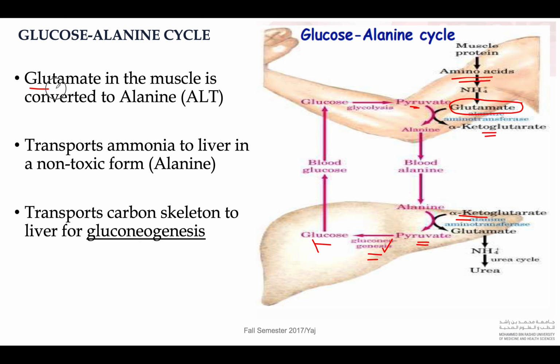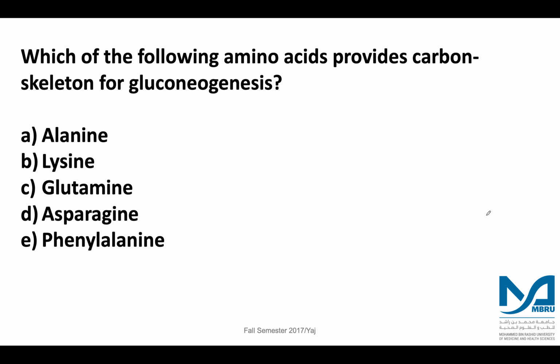So very simply, glutamate in the muscle is converted to alanine. Alanine transports the ammonia to the liver in the non-toxic form, and alanine, if you look at it, provides the carbon skeleton for the process of gluconeogenesis, because it is responsible for the production of pyruvate in the presence of alpha ketoglutarate. So this is a self-check question for you. Which of the following amino acids provides carbon skeleton for gluconeogenesis? And the answer to that is alanine.